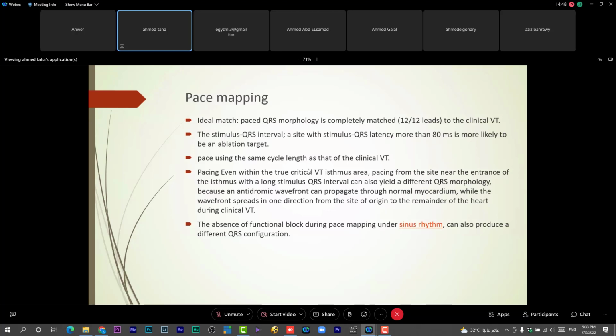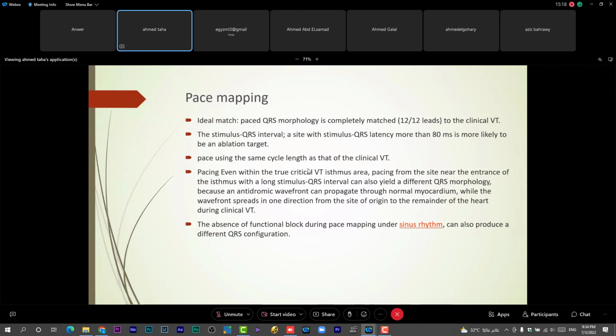Stimulus to QRS interval. The site with a stimulus to QRS latency of more than 80 milliseconds is more likely to be an ablation target. If it's shorter, you are near the exit point. If it's very far, like more than 80 milliseconds, you may be in a dead-end loop or, for example, an inner loop that's far from the site of ablation. Within 70 milliseconds, it's more apparent to be in the isthmus itself or the entrance zone.